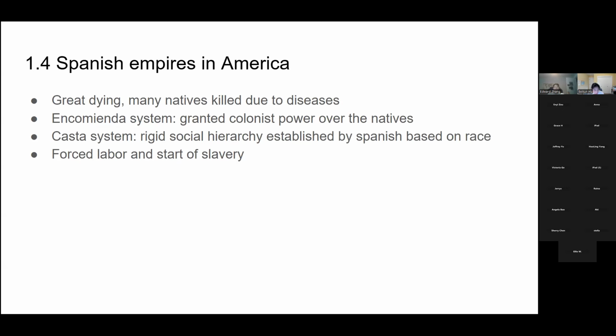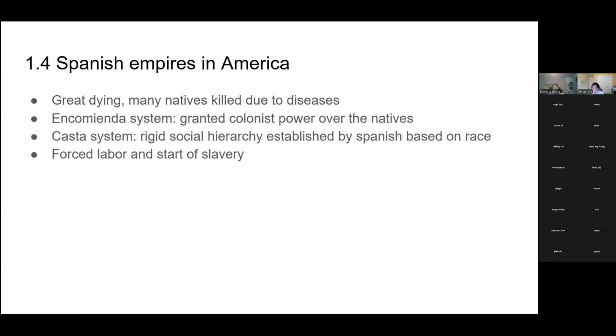And then 1.4 is all about the Spanish Empire in America, because throughout Unit 1, this is going to be the most important empire that is talked about, that is repeated. So when the Spanish came to the Americas, right, there was something known as the Great Dying. As a result of this, many of the Native Americans were killed due to diseases, right? Because as we remember from the Columbian Exchange, it wasn't just goods being exchanged, the interaction brought along diseases that made it so the natives ended up passing away because of that.